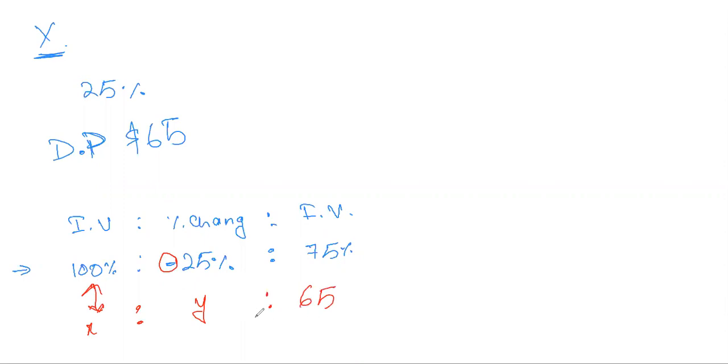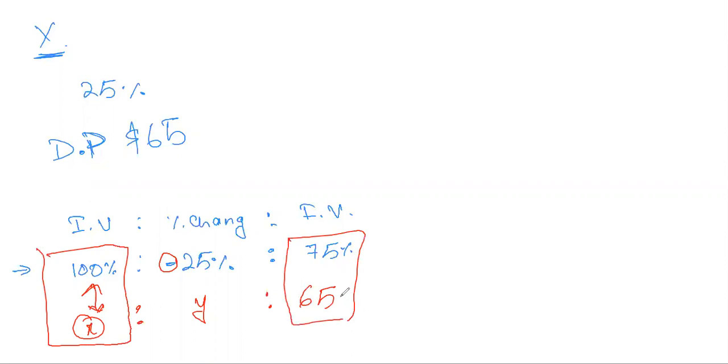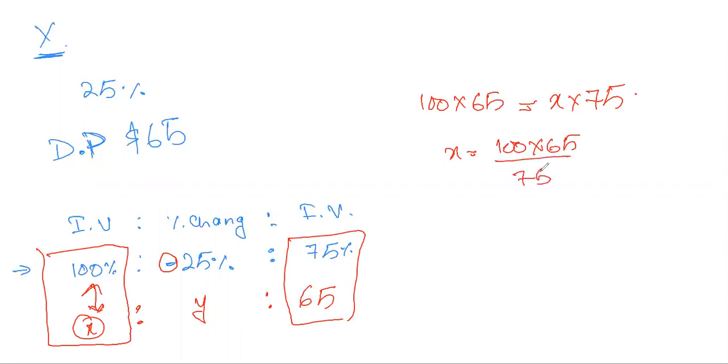Clear? Now there is nothing else to do here. We have to find the initial price, which is X. For this we will once again use my ratios. I will take this column and this column, and we will cross multiply. Right? So 100 times 65 equals X times 75. So X is 100 times 65 over 75.